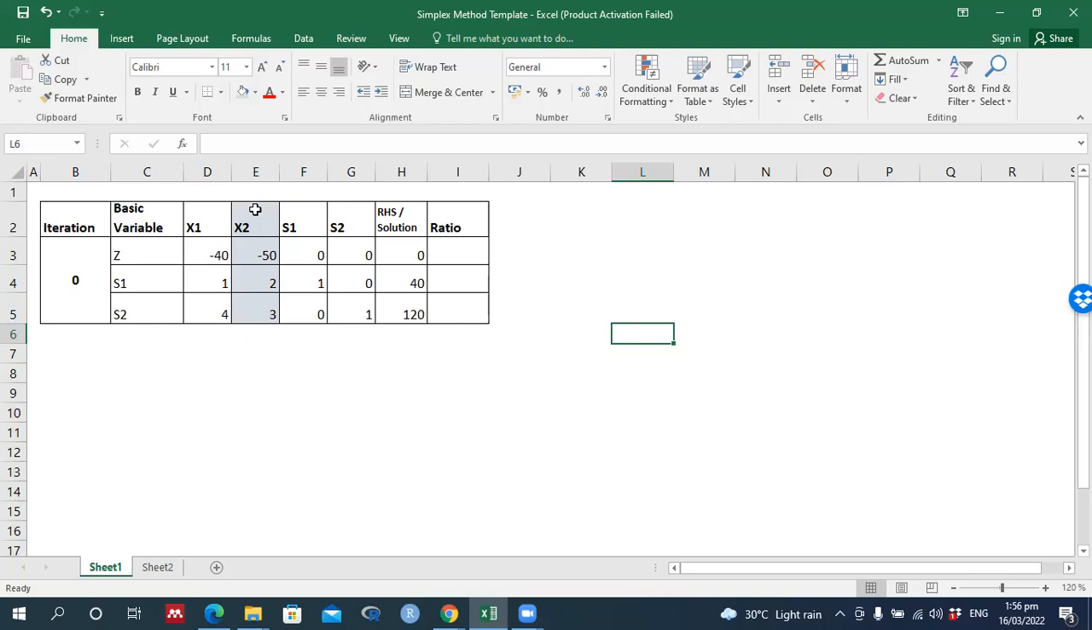Now, once you identify the pivot column, you have to now identify your pivot row. That is the next thing to do, your pivot row. So one of these rows would be our pivot row, either S1 row or S2 row. How do we also identify that? Before you can do that, you need to find this column, which we call the ratio. The ratio is the left-hand side value divided by the corresponding pivot column value.